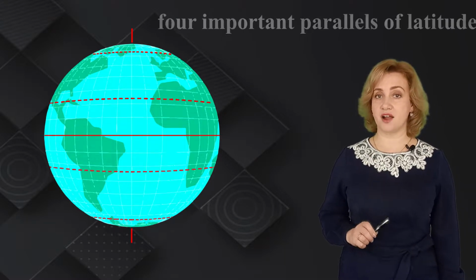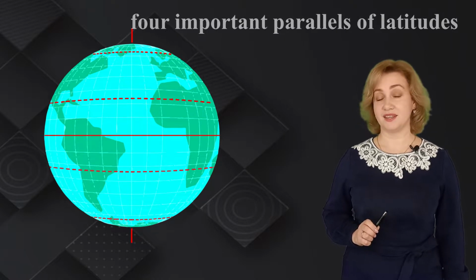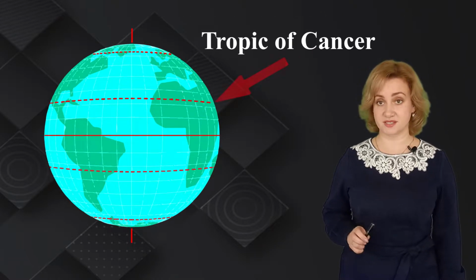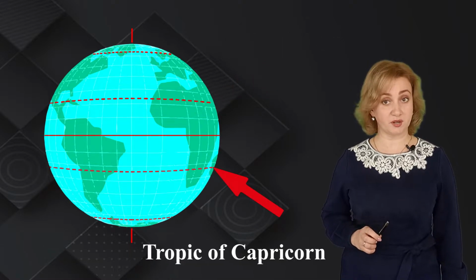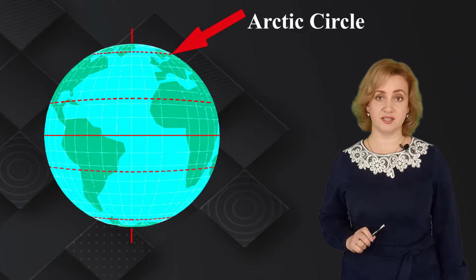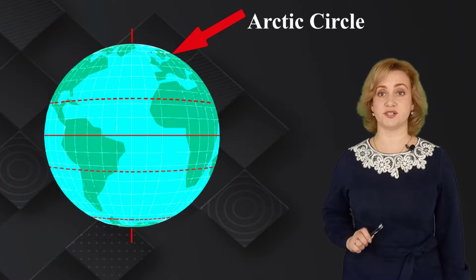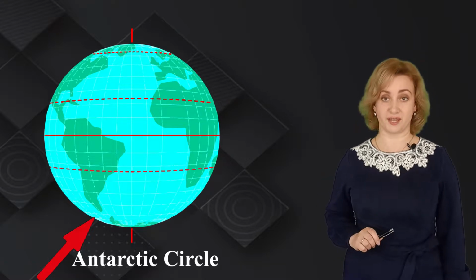Besides the equator, the North Pole and the South Pole, there are 4 important parallels of latitude. They are Tropic of Cancer in the northern hemisphere, Tropic of Capricorn in the southern hemisphere, Arctic Circle north of the equator, and Antarctic Circle south of the equator.